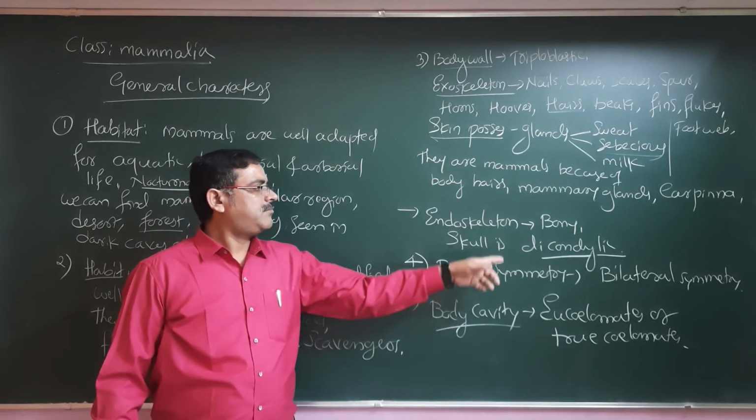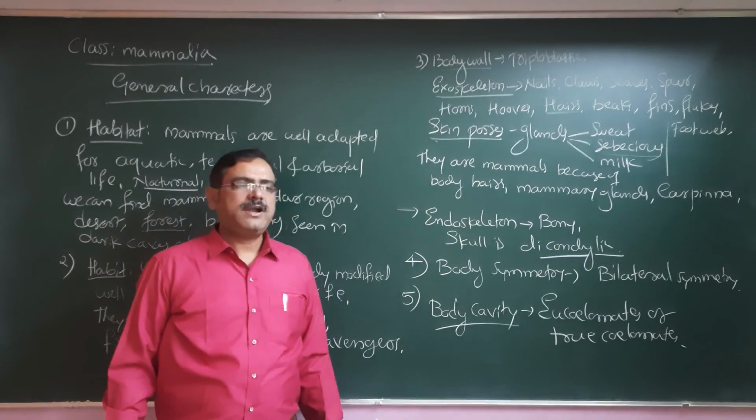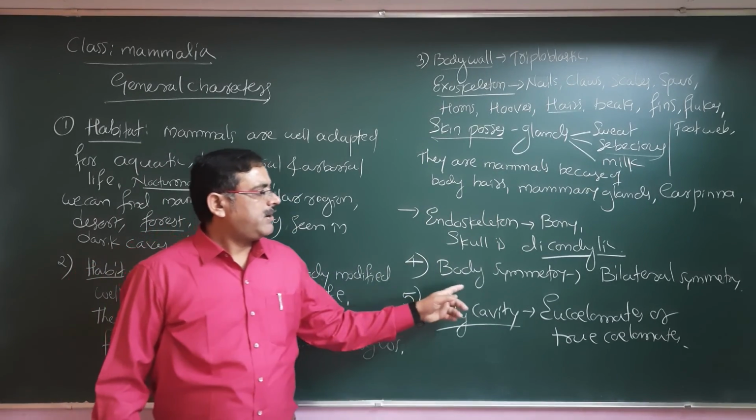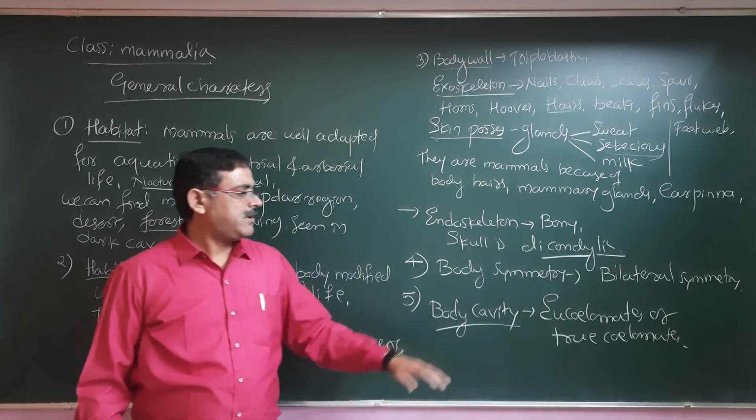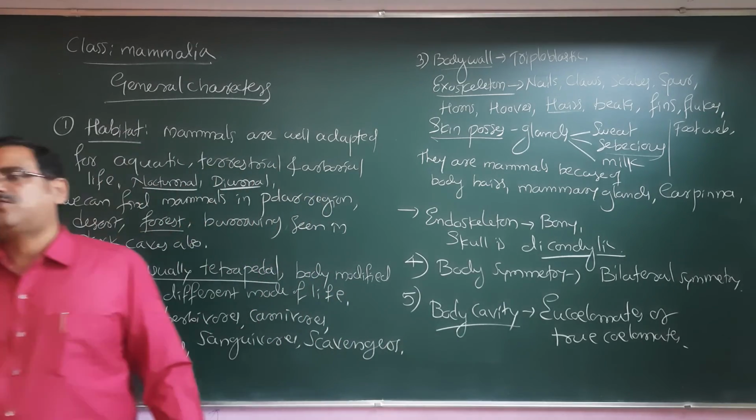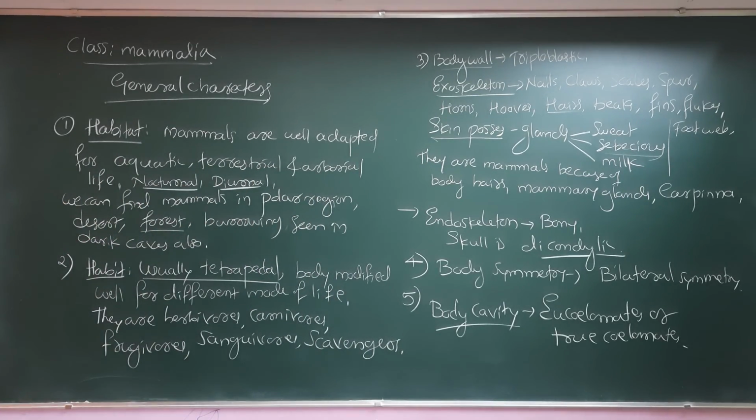And then the endoskeleton is bony, the skull is dicondylic. Body symmetry is bilateral symmetry, and the body cavity is a true cavity or true coelom. So these are all the important points we have discussed.